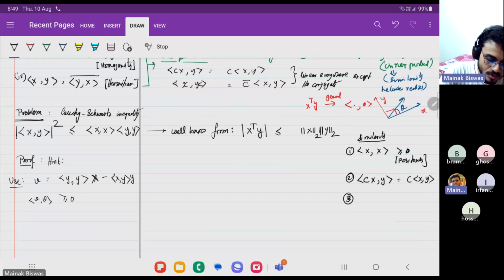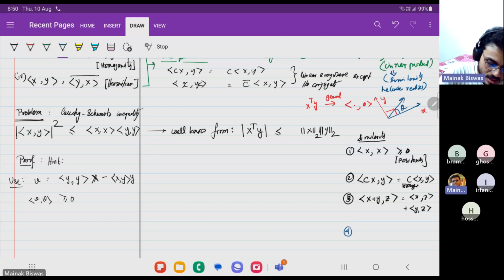Number 3 would be what is called additivity. This is homogeneity. So if you are adding two vectors, you will be left with the sum. So please see the axioms, and then we'll be implementing using these axioms.